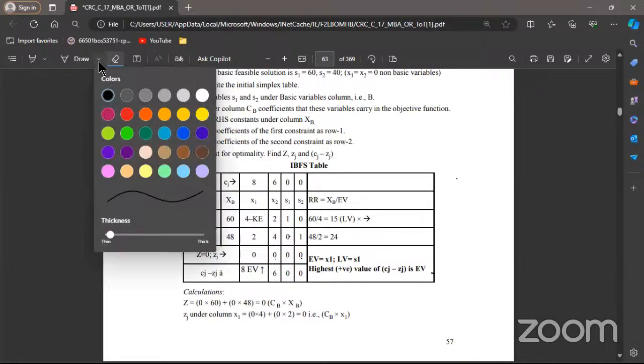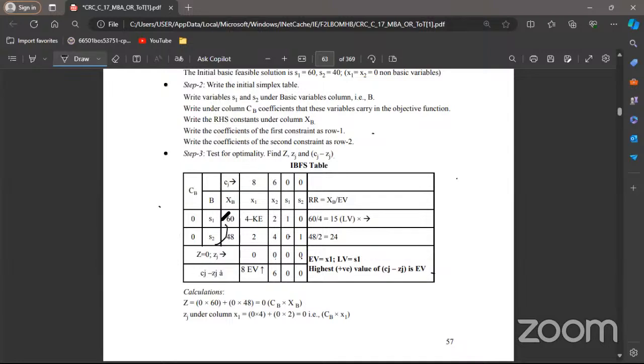Yes, madam. See, to begin with, we have begun the problem with S1 and S2, isn't it? Now in the next table, you don't have S1 or S2. You will have X1 instead. X1 will be entering. Is that clear? This is the entering variable. What is this known as? Entering variable. So this column is known as key column.